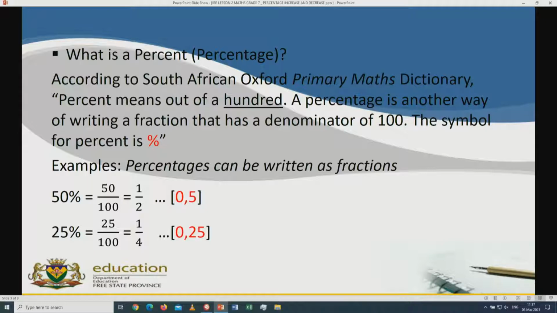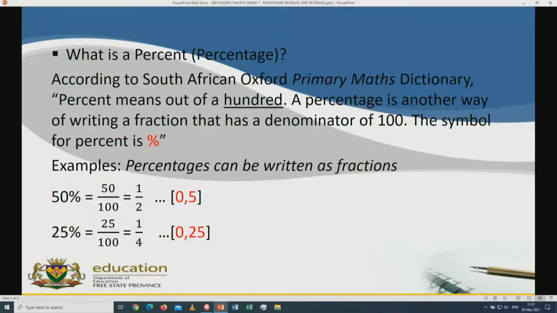We can even take it further. That will be your next lesson, to say these common fractions or these percentages can also be converted to decimal fractions. A decimal fraction equivalent to 50%, which is 50 divided by 100, or 1 divided by 2, will be 0.5.